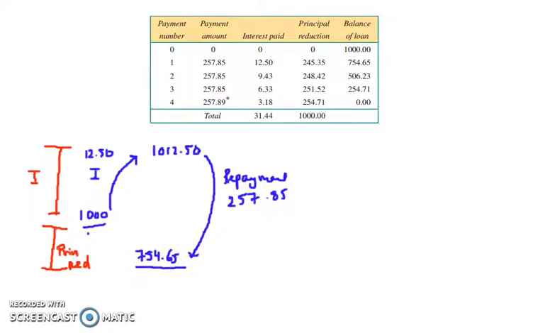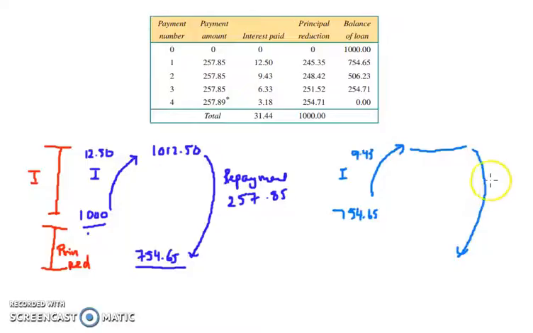Then what you do is we've got to a stage where it's $754. So let's go back to do it again. So now we're at $754.65. Interest is added, and in this case, now it's $9.43 because we owe less money. And we've got a value, and then we make our repayment. So our repayment, and in this case, once again, it's $257.85. And then we get ourselves to a value of how much we owe, $506.23.